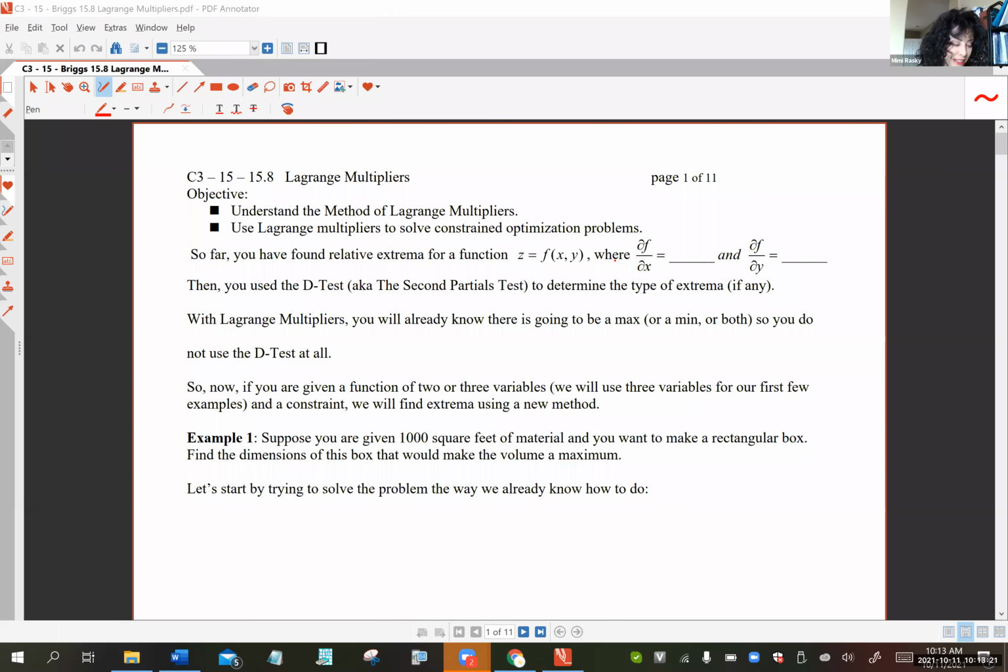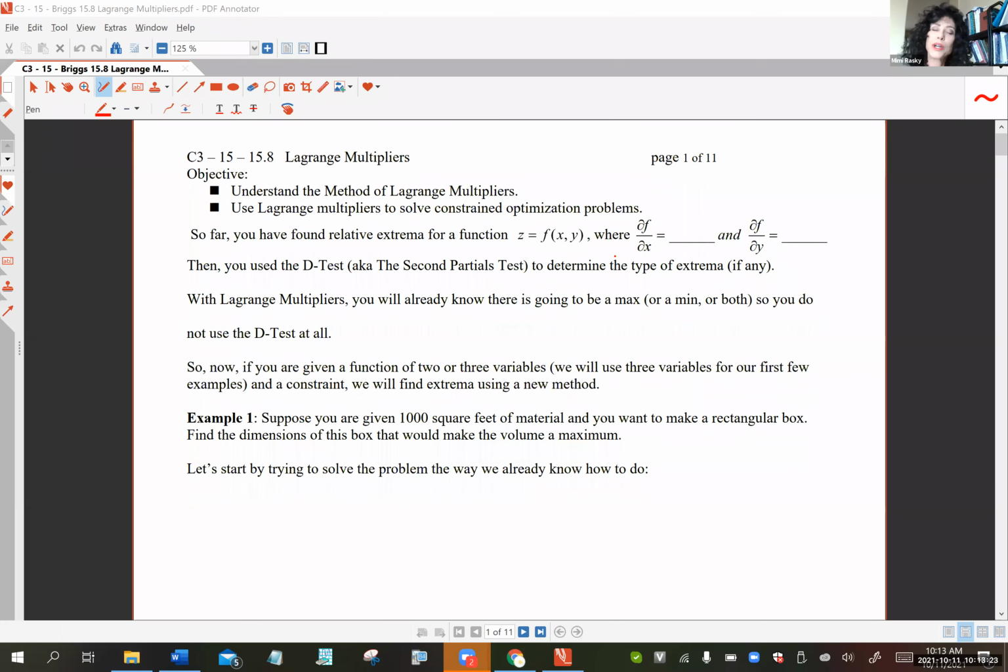So let's do the method here. A quick review of what you already know how to do when it comes to optimizing a function, meaning finding a max or a min. Let's say somebody gives you a function of 2 variables, z equals f of x y, and you find where both the partials, df dx and df dy, are 0, and you get those critical points by solving the system. And then you do the d-test, also known as the second partials test, to see what kind of extrema it is, or maybe it's a saddle point.